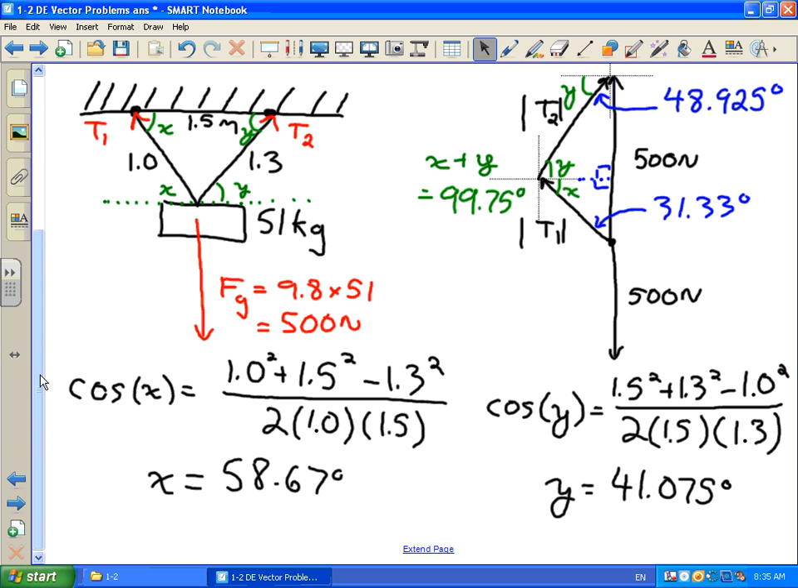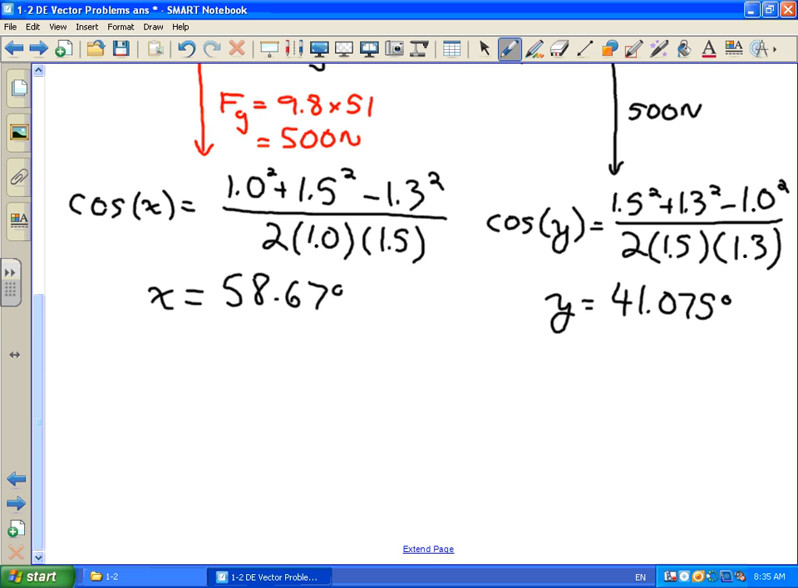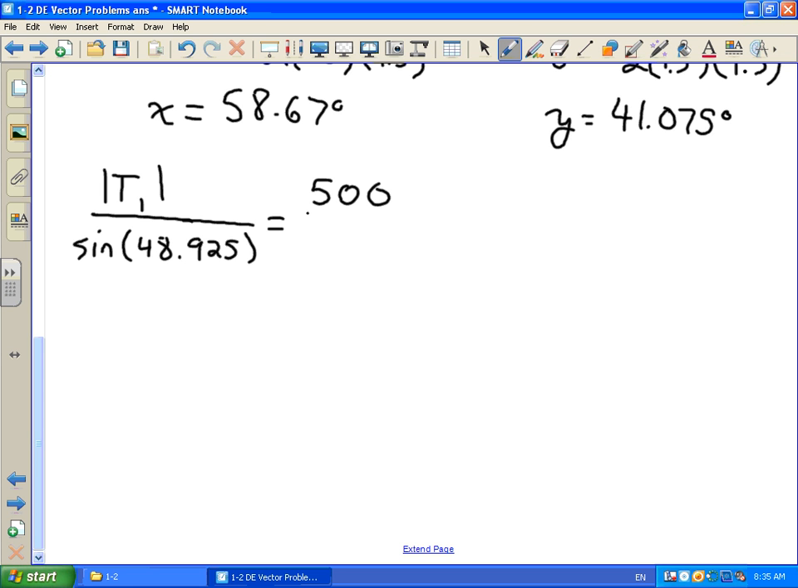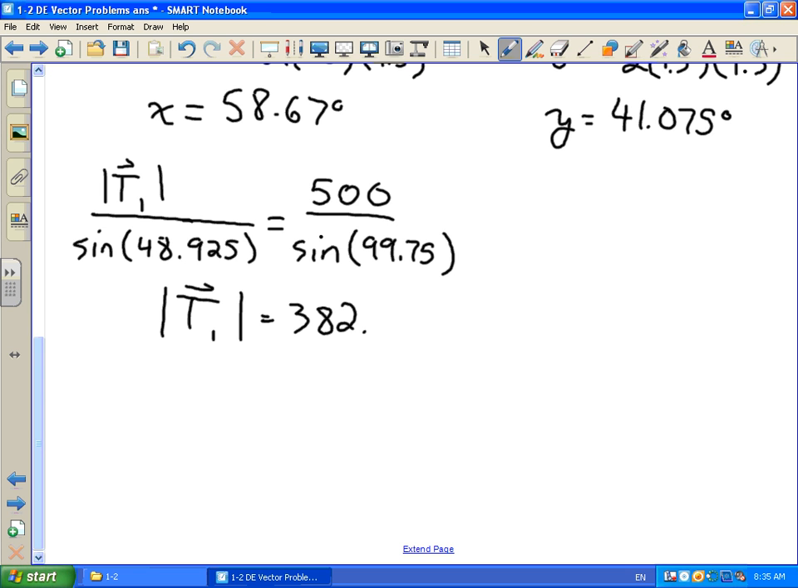So let's set up our sine law here and start solving here. So the magnitude of tension 1 divided by the sine of the angle opposite is going to be sine 48.925. That's all going to be equal to our 500 Newton force divided by the sine of that angle we just calculated, 99.75. So we solve this, we get the magnitude of T1 is going to be 382.45 newtons.